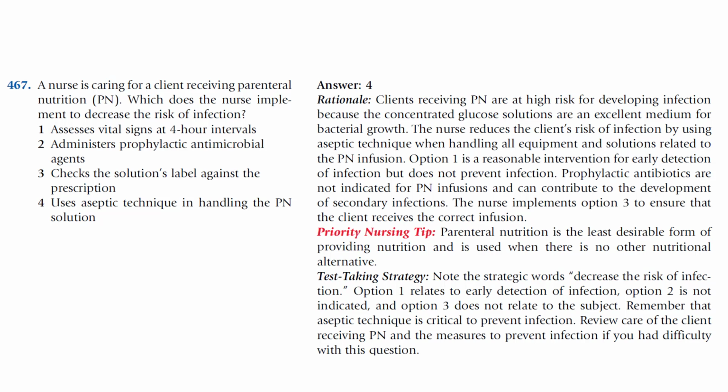Answer 4. Rationale: clients receiving PN are at high risk for developing infection because the concentrated glucose solutions are an excellent medium for bacterial growth. The nurse reduces the client's risk of infection by using aseptic technique when handling all equipment and solutions related to the PN infusion. Option 1 is a reasonable intervention for early detection of infection but does not prevent infection. Prophylactic antibiotics are not indicated for PN infusions and can contribute to the development of secondary infections. The nurse implements option 3 to ensure that the client receives the correct infusion.